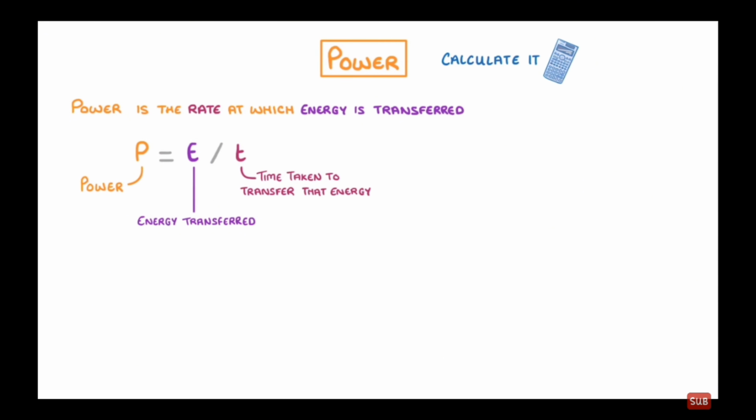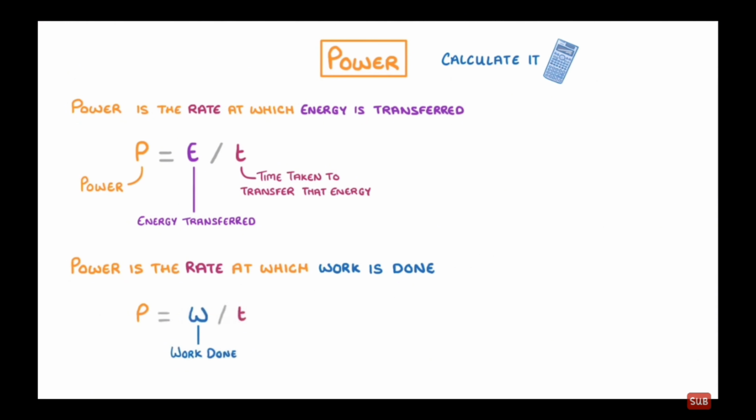The other definition is that power is the rate at which work is done, and this can be written as power equals work done over time. Now, the term work done can be a bit confusing, but basically it's just a special measure of the energy transferred, and is used when a force is used to move an object by a certain distance.